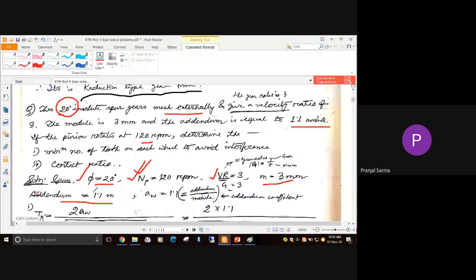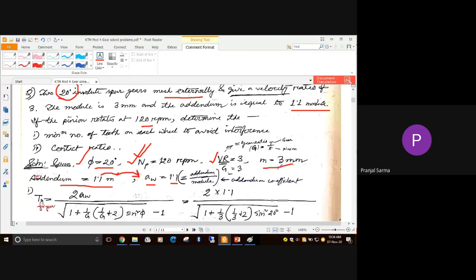If you recall in the previous class, this addendum value is some coefficient into the module. So this 1.1, which is multiplied here with module, is nothing but the addendum coefficient, with suffix w. So this is 1.1.